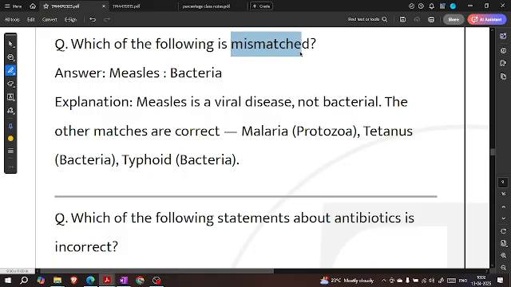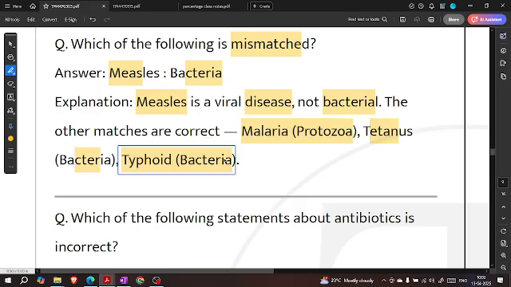Which of the following is a mismatch? Measles, bacteria. Measles is a viral disease, not bacterial. The other matches are correct: malaria protozoa, tetanus bacteria, typhoid bacteria.